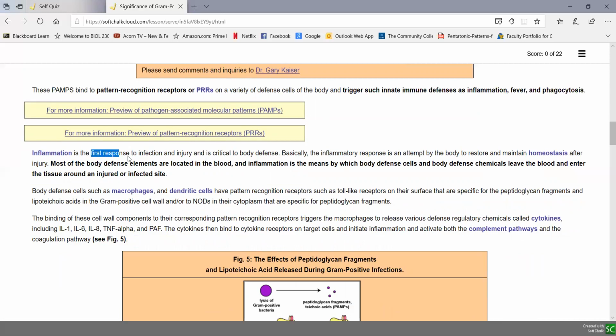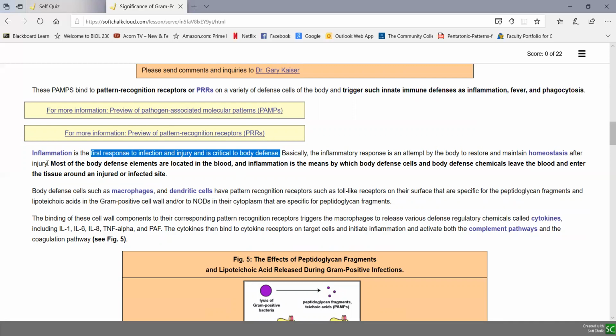Inflammation is the first response to infection or injury, and it's critical to our body defenses. We tend to think of inflammation as harmful because we feel the adverse effects of inflammation, the pain, the swelling, whatever. But in fact, inflammation is our delivery system for defense cells and defense chemicals.